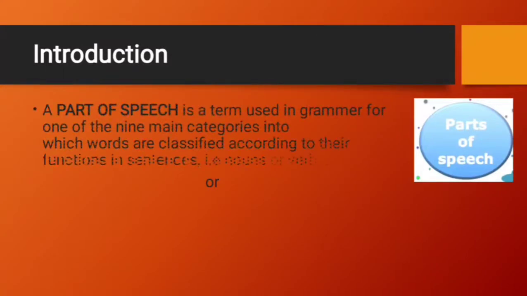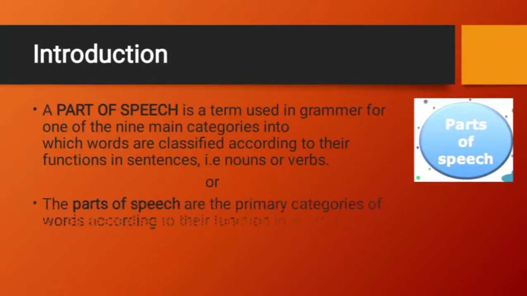Introduction. A part of speech is a term used in grammar for one of the 9 main categories into which words are classified according to their functions in a sentence, that is, nouns or verbs. In a simple way, the parts of speech are the primary categories of words according to their function in a sentence.